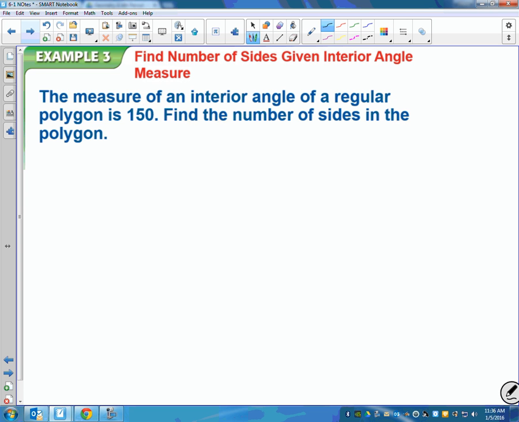What about this one? The measure of an interior angle of a regular polygon is 150 degrees. How many sides are in the polygon? Want to just guess and check? Not a good idea. 3, 8. What's our formula? The only formula we've learned today?